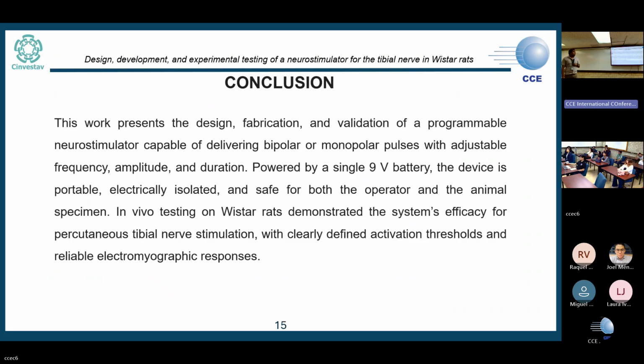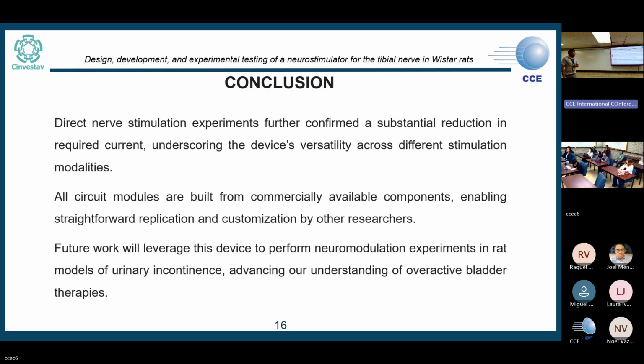And with this, we can demonstrate that the system can work with a specific current and magnitude of voltage. We applied percutaneous tibial nerve and direct nerve stimulation, and we confirm that there is a different magnitude needed to obtain the same response with percutaneous or direct stimulation.